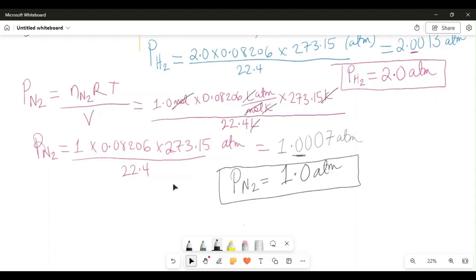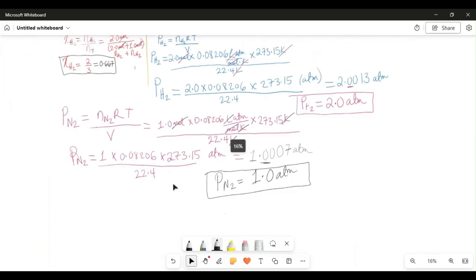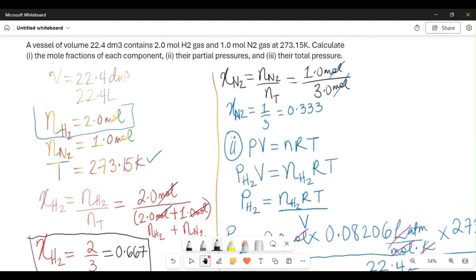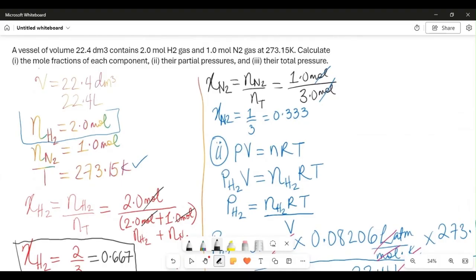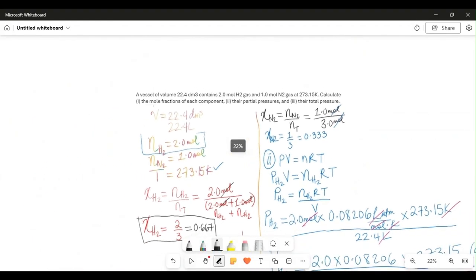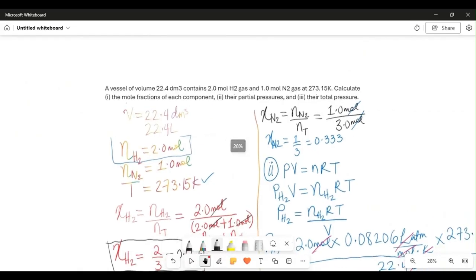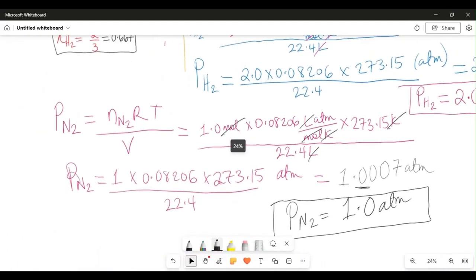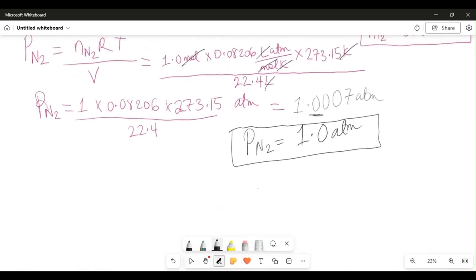Now we go to the third part of the question that says we should determine the total pressure. This isn't a lot of work. You can solve it in two ways. I'm going to show you the quick way, and I'm going to show you another way that is not as quick, but teaches you the concept.